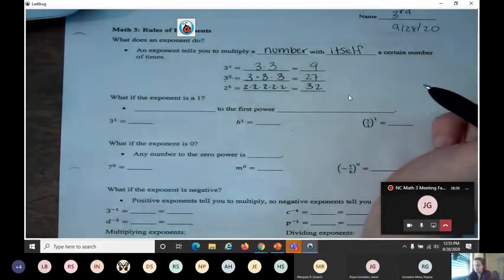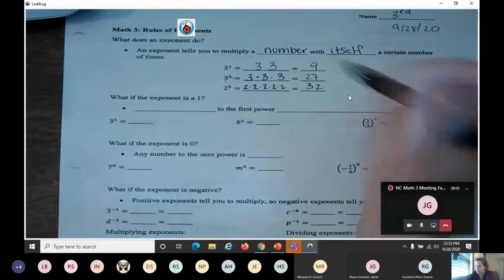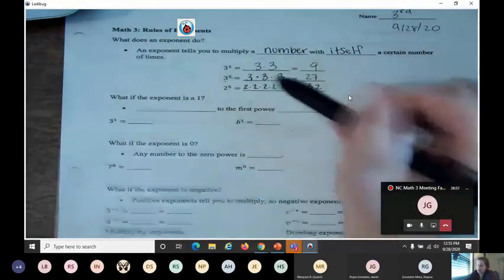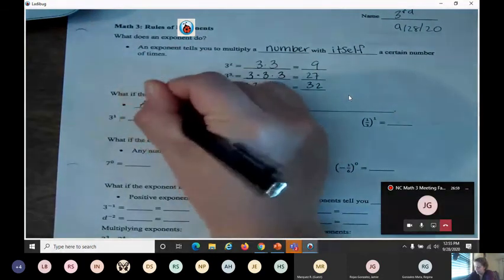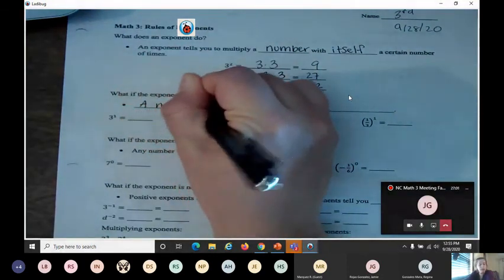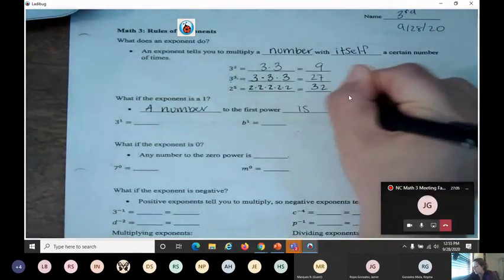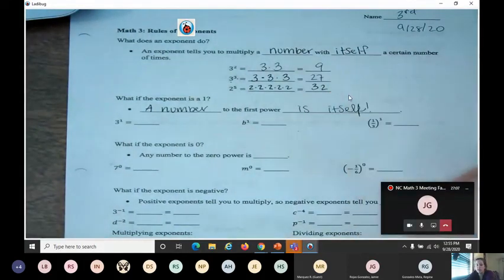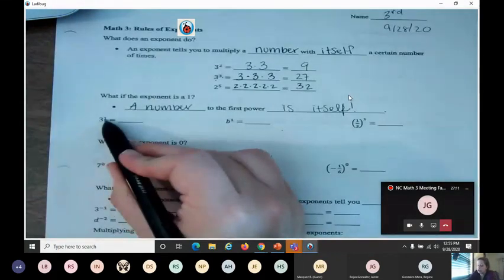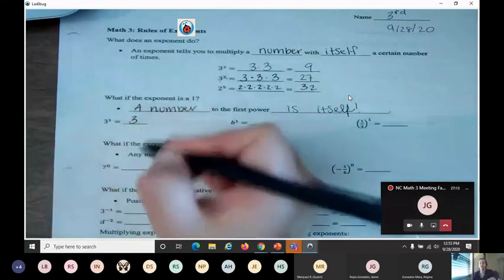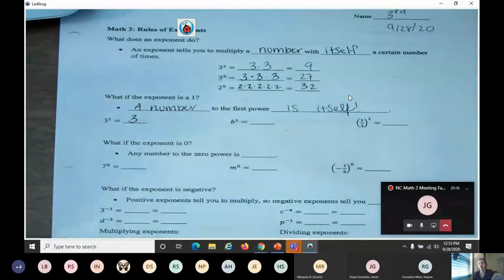All right. So now, what if the exponent is a 1? Okay, that's the question. So a number to the first power is itself. Okay, so this should be pretty straightforward. All right, so I'll do the first one for you. 3 to the first power should be 3. Okay, you should get the same result. Jonathan.